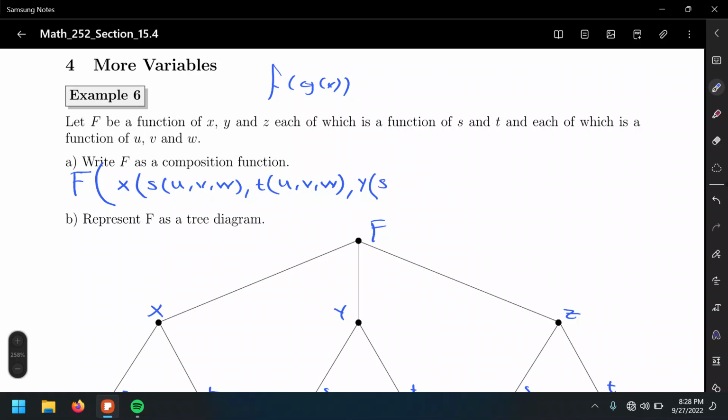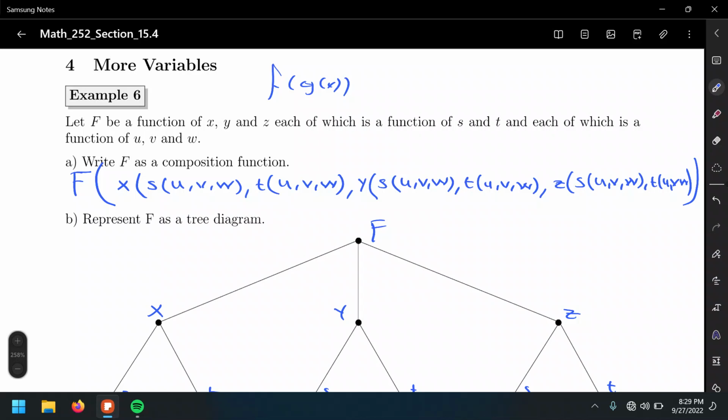So that's Y of S of U, V, W, comma, T of U, V, W, and last but not least, we got the Z that depends on both S and T, but S depends on U, V, W, T depends on U, V, W. So that's the given function using a composition function on how it's composed by its different layers, if you will, which each layer depends on, in this case, more than one variable.